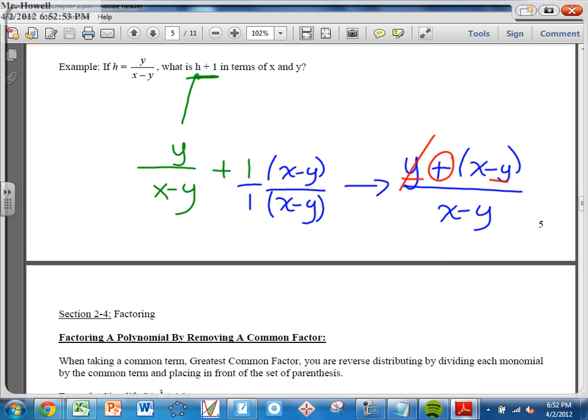So this y cancels this y, and I'm left with x over x minus y. Okay, again, multiple choice. Good problem for multiple choice.